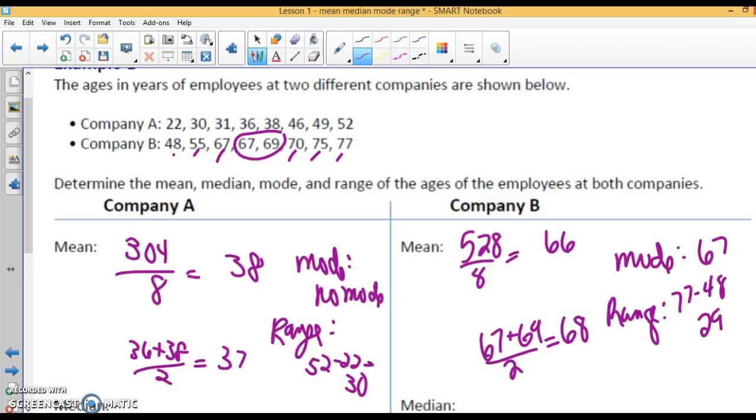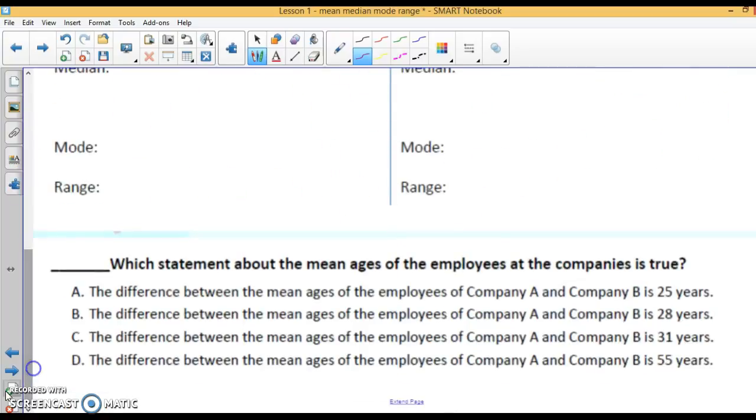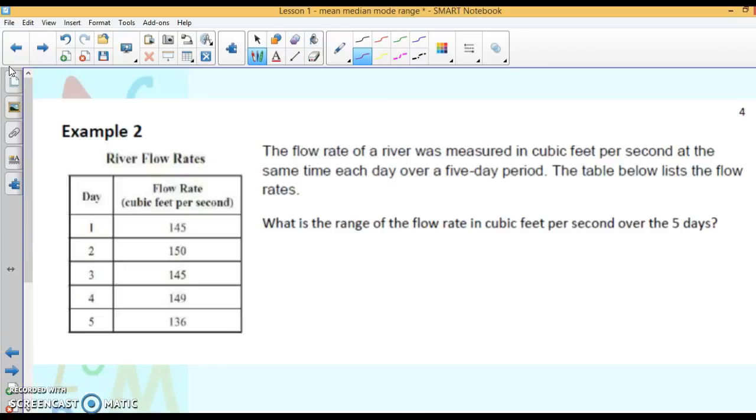Now, the question that we're going to ask: which statement about the mean ages of employees is true? It says the difference between the mean ages of A and B is 25. Well, what does difference mean? It means we're going to subtract. So my mean of B is 66 minus my mean of A is 38. When I subtract those, I get 28. So which statement is true? B.